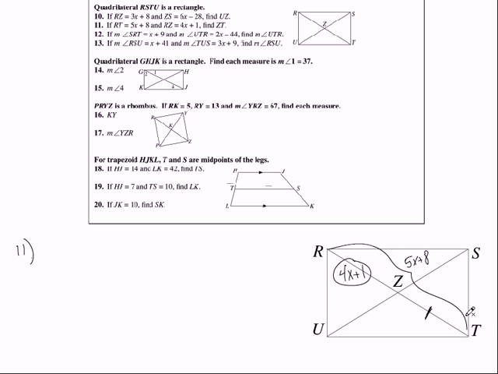So we got to set up some kind of relationship. Now look, RT is RZ and ZT added up. So RT is actually twice as big as RZ. Let's write that. RT, which is 5x plus 8, is equal to twice RZ, which is 4x plus 1. Do you see that? RT, which is the whole entire thing, is twice as big as this thing right here.